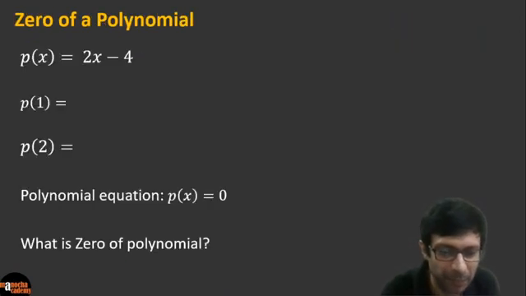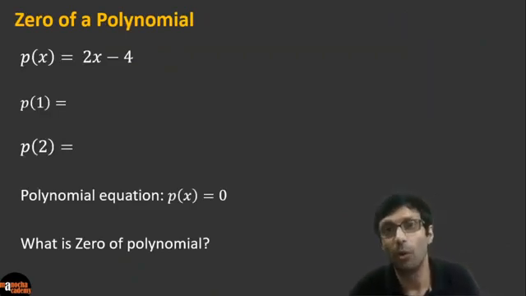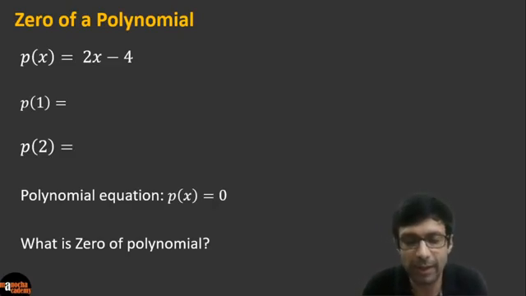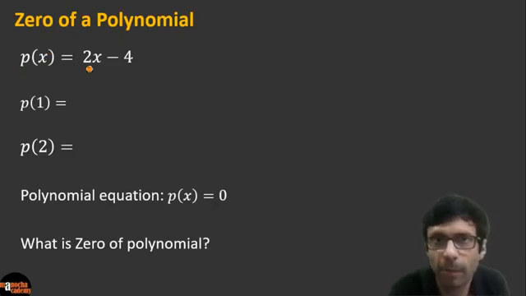Fantastic, guys. Okay, so now let's talk about what is the zero of a polynomial, right? We're not talking about the zero polynomial, that's done. So now we're going to talk about what is the zero of a polynomial. Before we talk about that, let's take a simple polynomial p(x) as 2x minus 4.